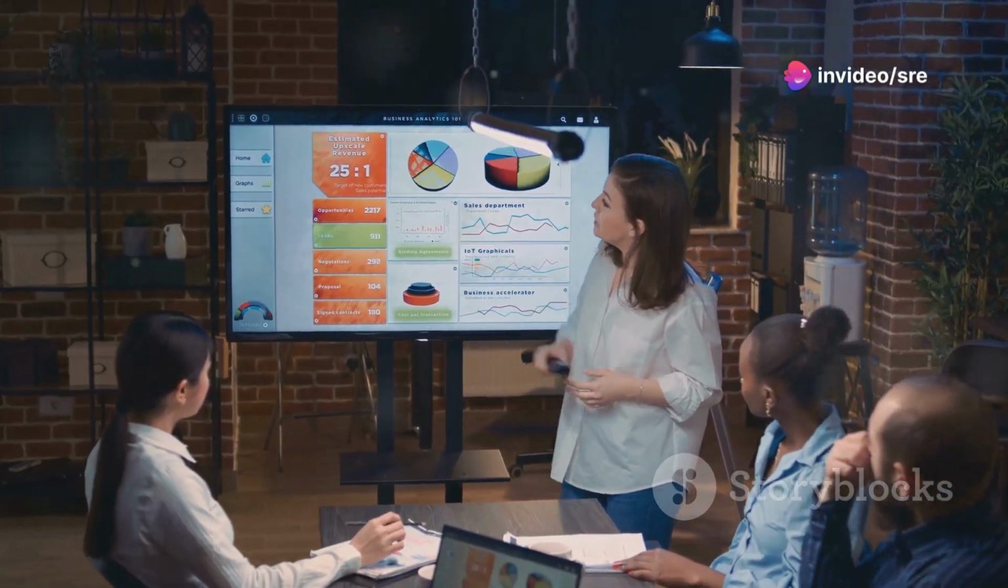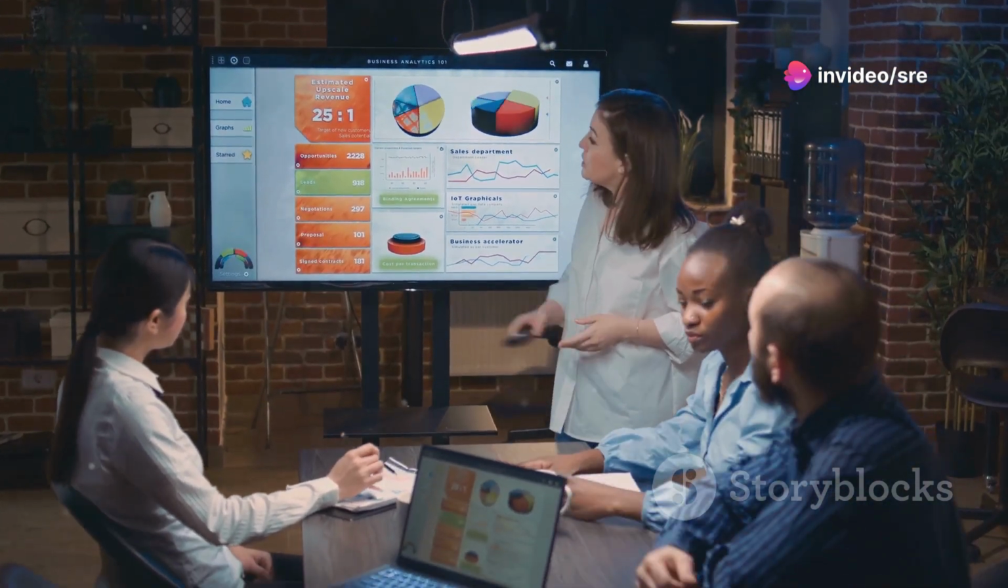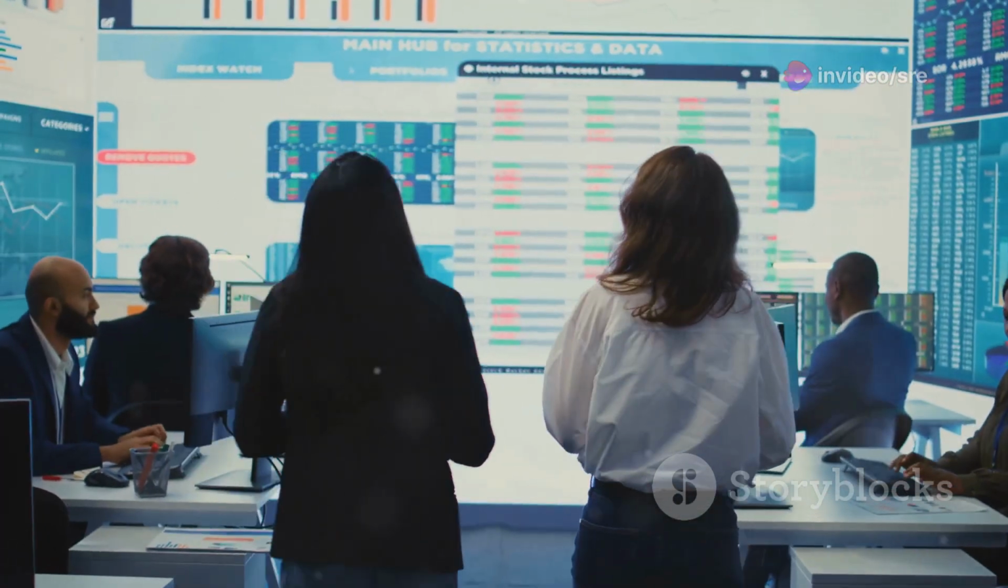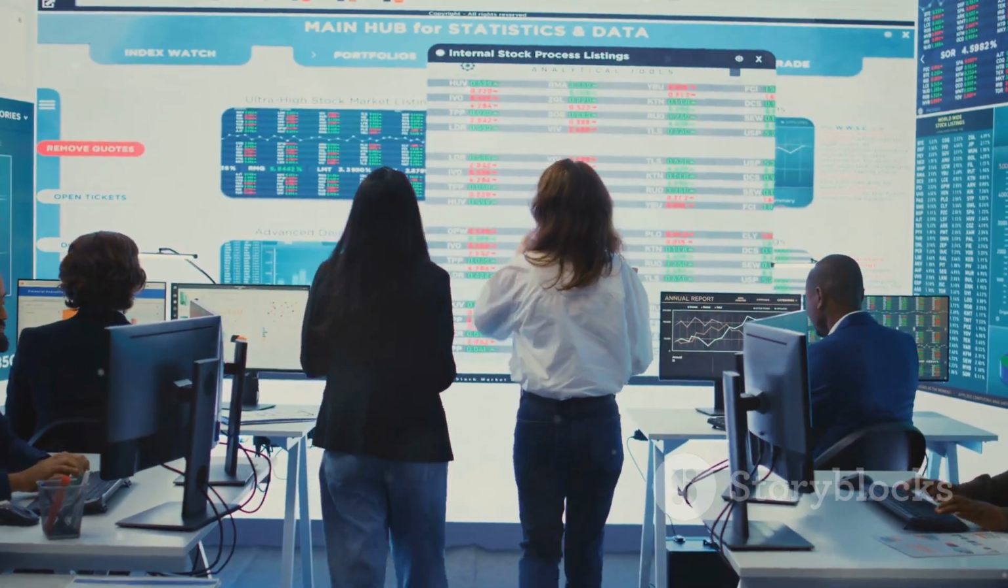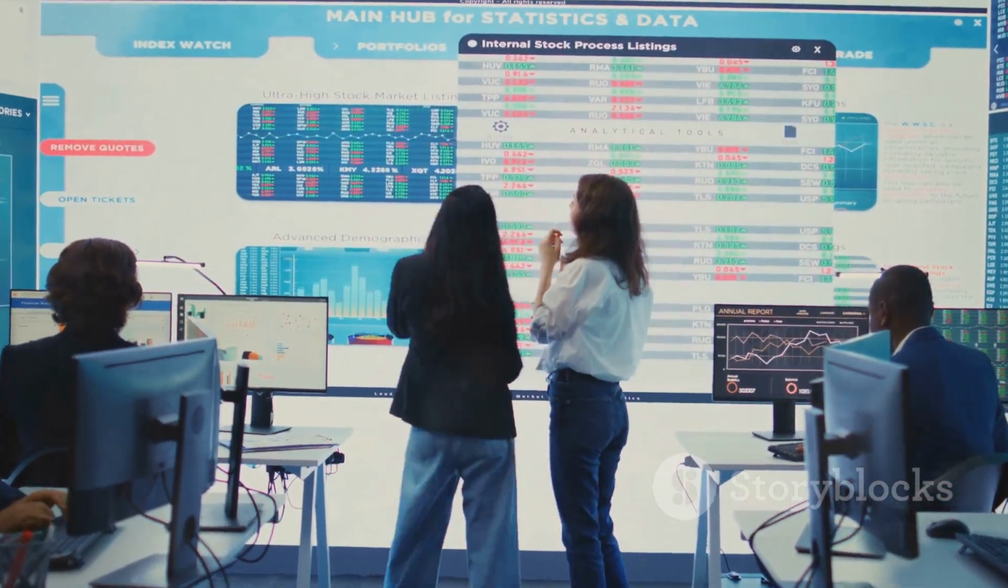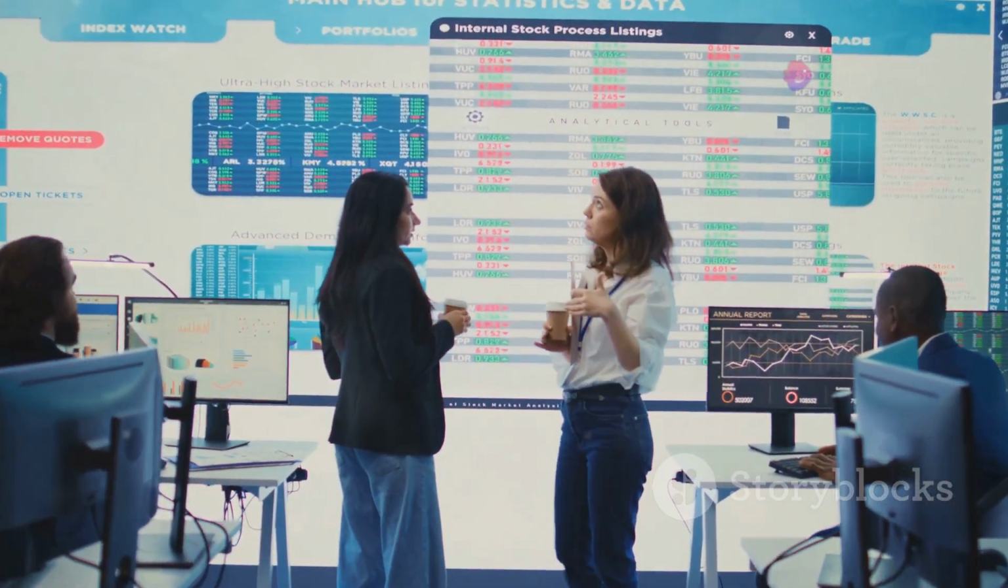Marketers use descriptive statistics to analyze customer feedback. Suppose they launch a new ad campaign. By analyzing the mode of customer responses, they can identify common feedback themes and adjust their strategy accordingly.